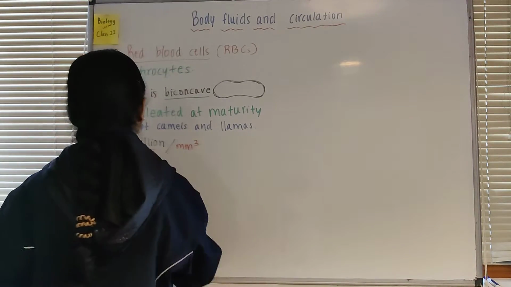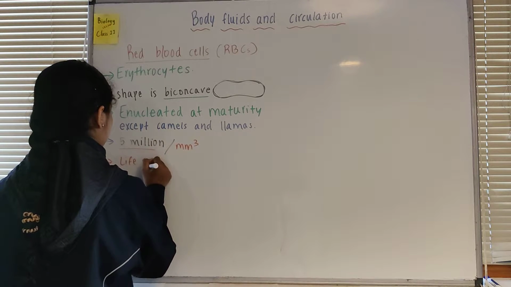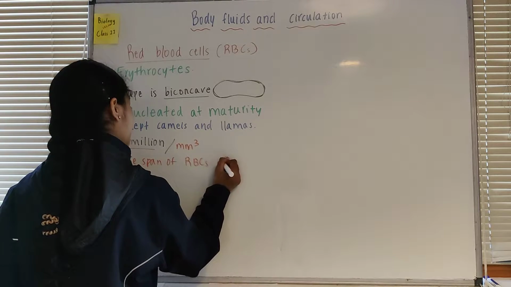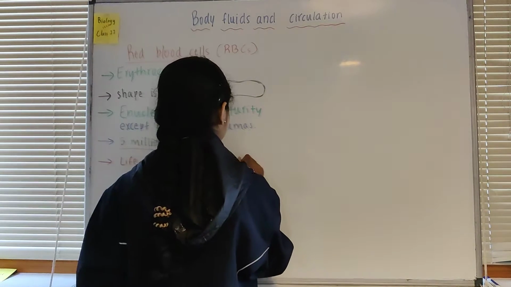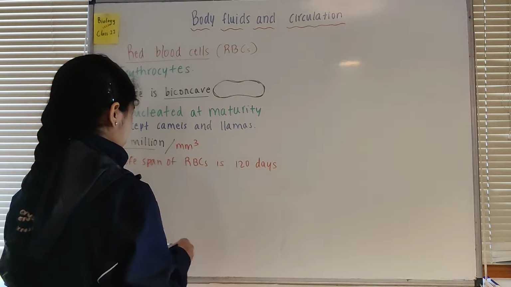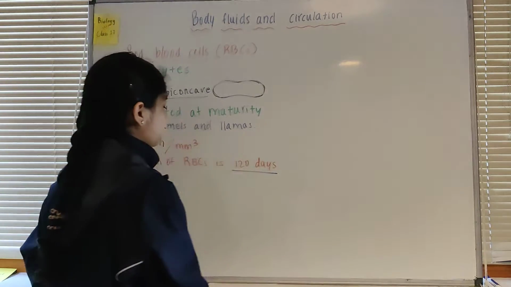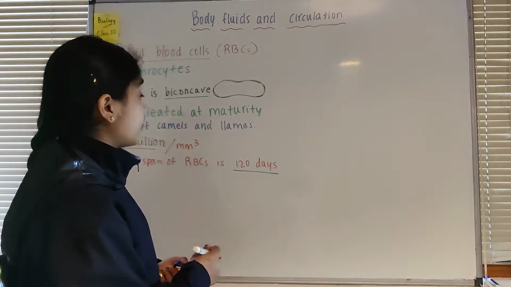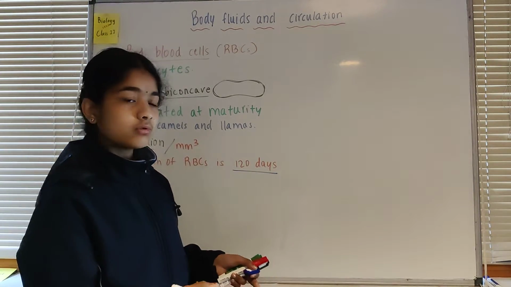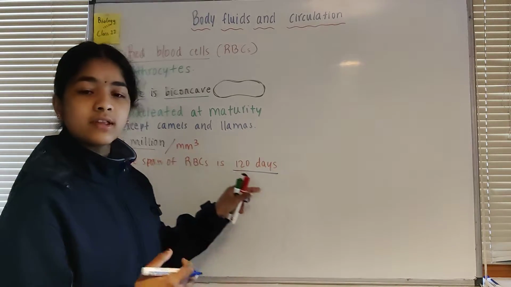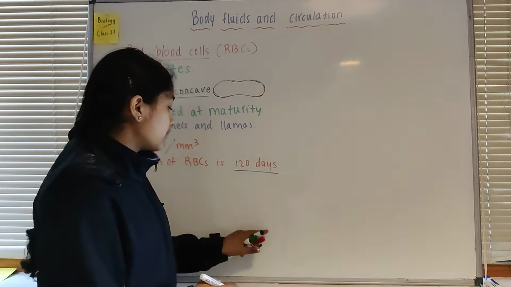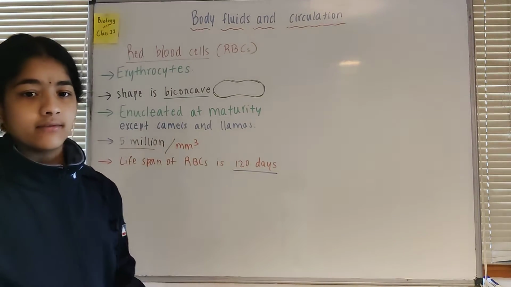And the lifespan of RBCs is 120 days. So the lifespan is around 120 days. The other formed elements have fewer days. When we come to those other formed elements, we'll talk about their lifespan as well. But the red blood cells have the lifespan of 120 days, which is the maximum days they can live.